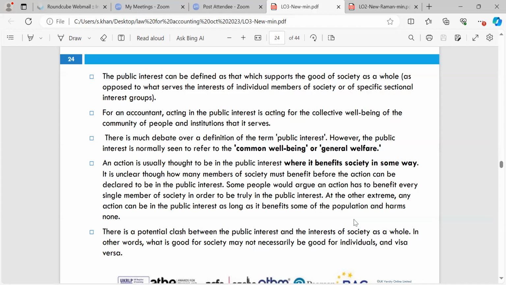There's much debate over the definition of the term public interest. However, public interest is normally seen to refer to the common well-being or general welfare. And action is usually thought to be in the public interest where it benefits society in some way. It is unclear, though, how many members of society must benefit before the action can be declared to be in the public interest.